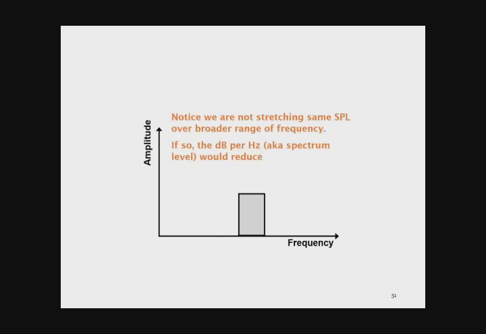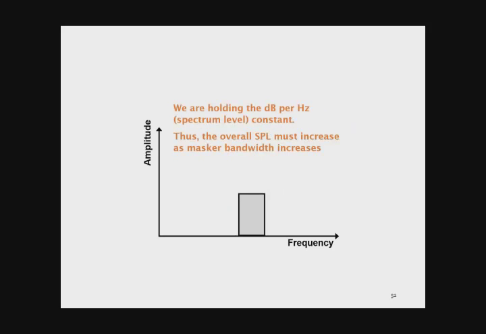Let's think about it. Just to explain that again, notice that we're not stretching the same SPL over the broader range of frequencies. So we're not making the sound broader while keeping the SPL the same. We're actually making the noise louder. We put more energy into that. That's called in acoustics the spectral level. We keep the spectral level constant. So in terms of SPL, this sound has the same SPL as that sound. So the area under the rectangle is kind of the SPL. But what we are doing, we're holding the dB per hertz constant. This is what the spectrogram measures. So we actually increase the SPL by making it wider. That's the kind of trick here.